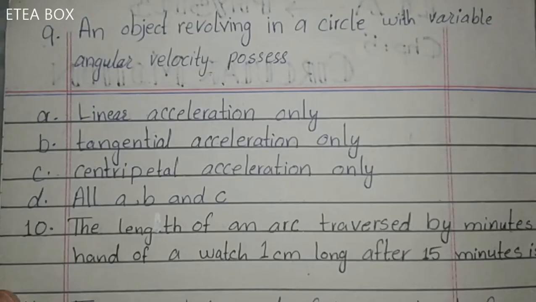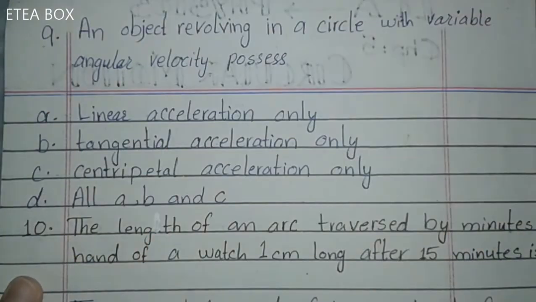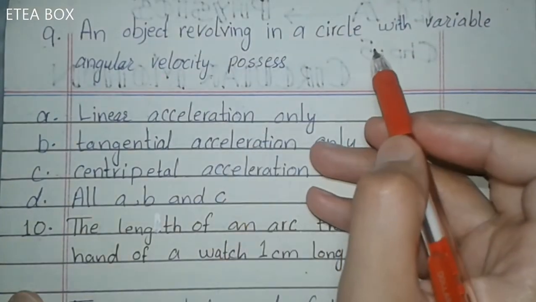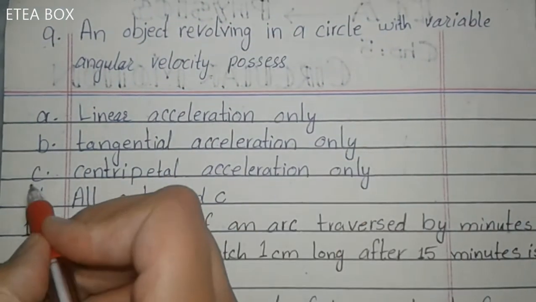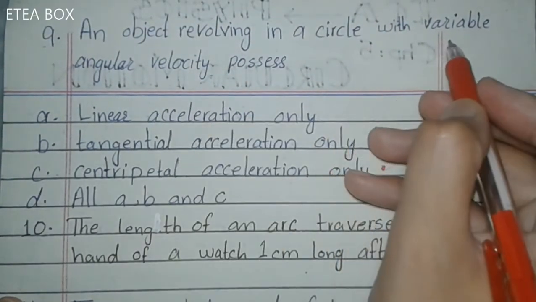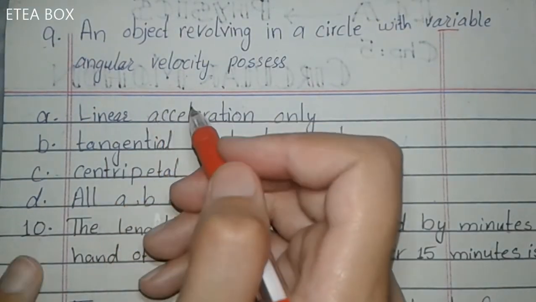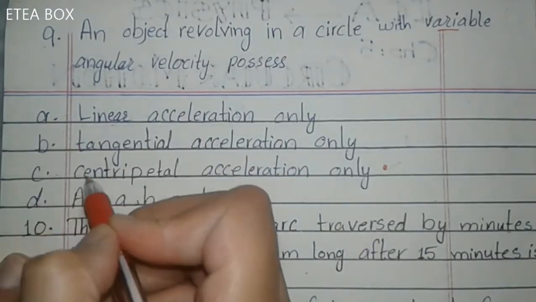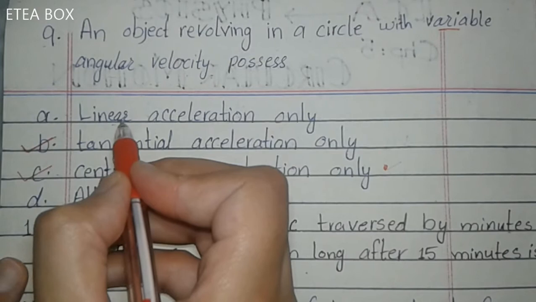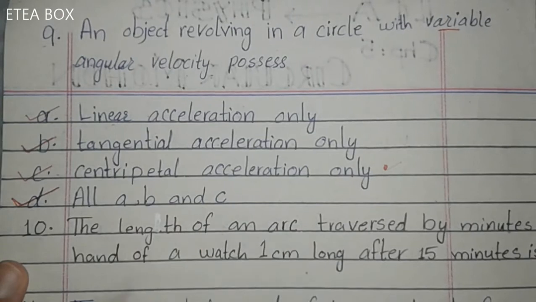Now look, next. Here is the 9th number. An object revolving in a circle with variable angular velocity possesses. Now keep this in your mind that when a body is revolving in a circle, it will always have centripetal acceleration. But here, in the MCQ, a body is moving with variable angular velocity. When a body is moving with variable angular velocity, it means that it must have linear acceleration also. It must have tangential acceleration also. And we also know that tangential acceleration is also called linear acceleration. So option D is correct. They have all A, B, and C.